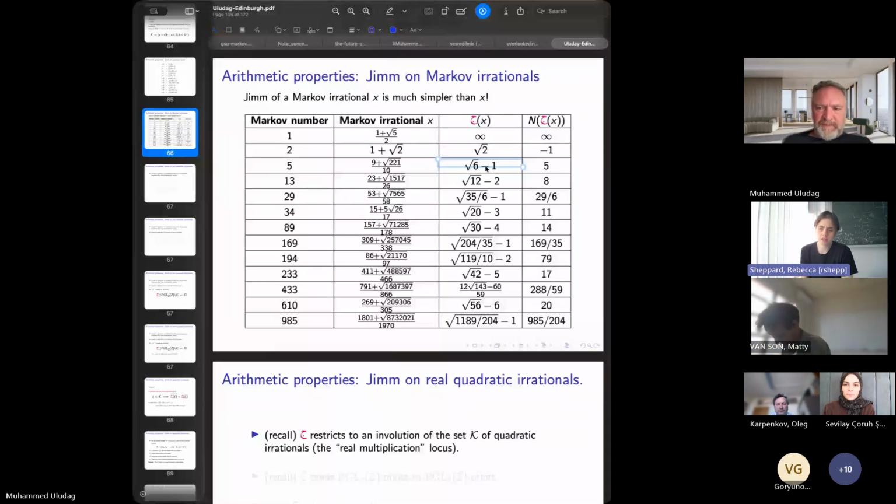May I ask, is there any study that's been done on the pre-image of the Jimm? So if you ask which numbers could the Jimm of be a certain number or a certain type of number? So it's an involution, so we can answer that question quite easily. Are there any more questions?